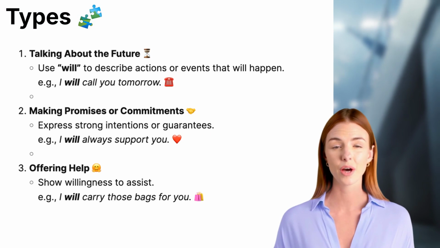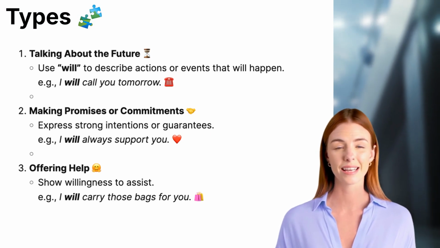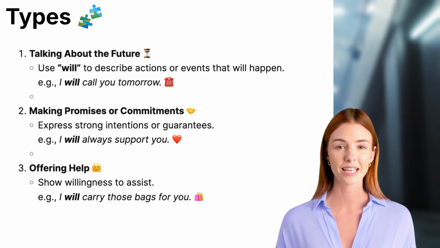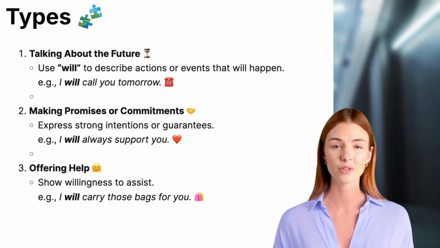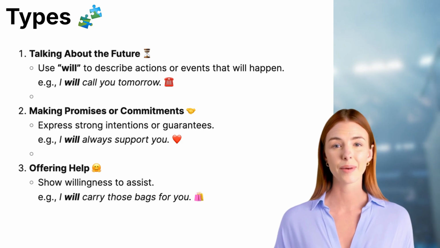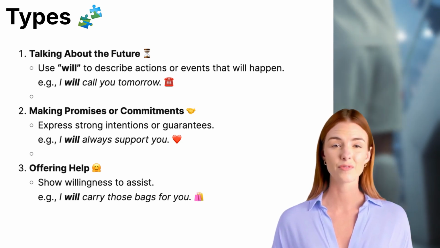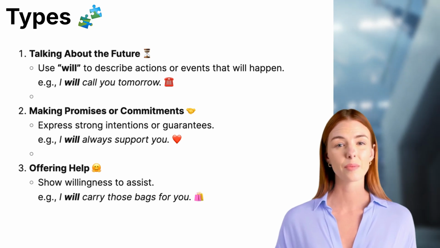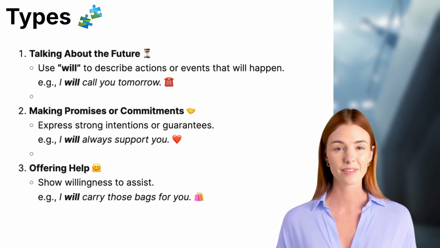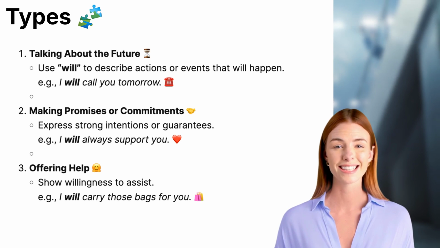In this lesson, we'll go over 9 key ways to use will with clear explanations and examples. Let's get started. 1. Talking about the future. Will is used to describe actions or events that will happen in the future. Example: I will call you tomorrow. This means I've decided to call tomorrow, and it is certain.